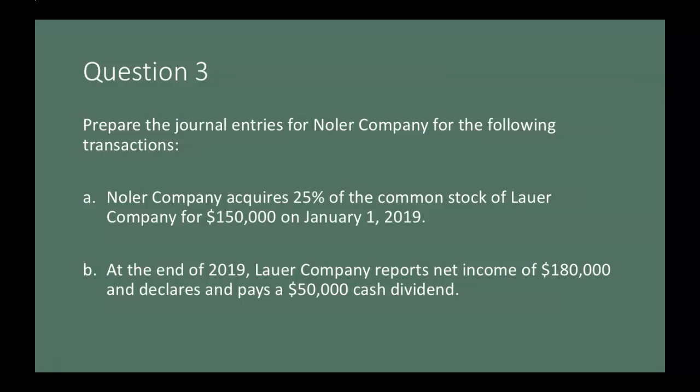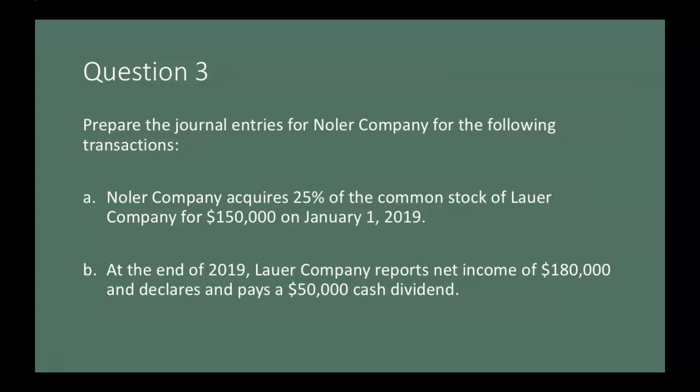Now, question number 3. We need to prepare the journal entries for Knoller Company for the following transactions. Knoller Company acquires 25% of the common stock of Lauer Company for $150,000 on January 1st, 2019. So you see there that we are now purchasing 25% of another company. We're no longer in the cost method world. We're now between 20 and 50%, which tells us that we're going to need to be using the equity method.